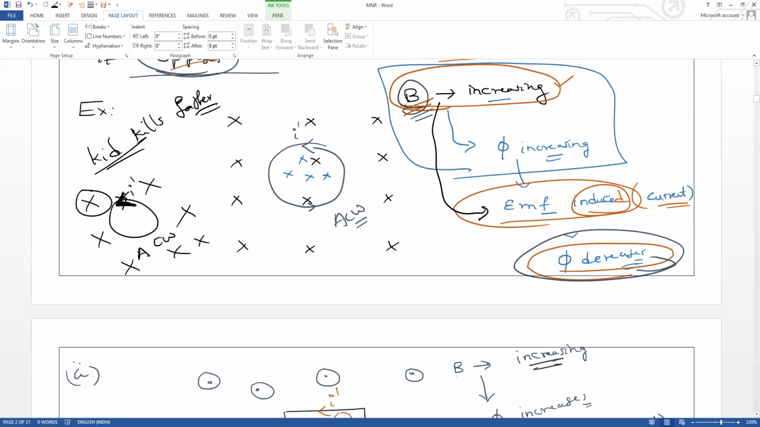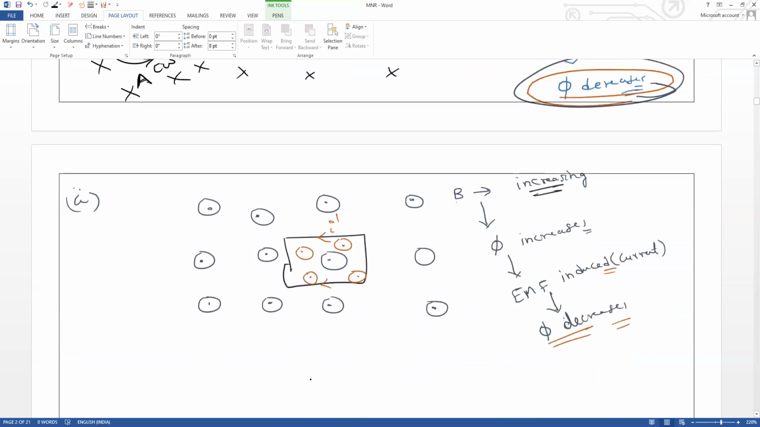You apply the right hand rule. All four fingers show the direction of induced current. Now you can see your thumb is acting opposite to the magnetic field, outwards it will come. So outwards means it is anti-clockwise. Now, here what is the direction of the magnetic field? Out of the page.